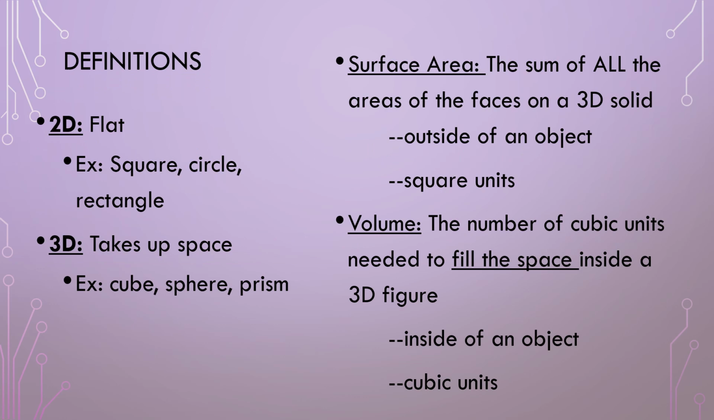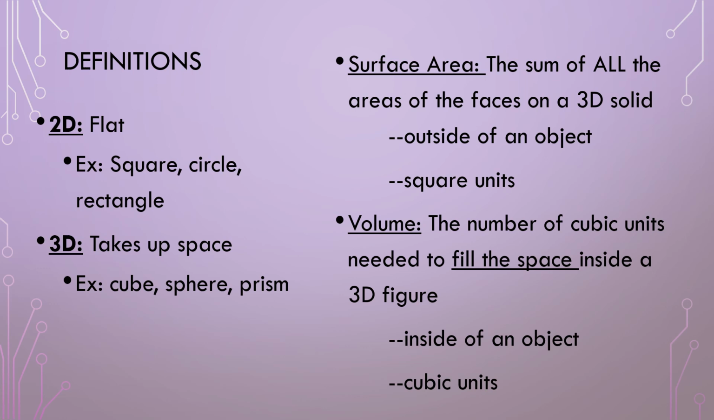So some definitions for you. 2D is flat. An example would be a circle, a square, a rectangle, triangle. 3D takes up space. So a cube, a sphere, a prism, a house, a pool, that all takes up space. Surface area is the sum of all the areas of the faces on a 3D solid. So it's the outside of an object, and it is always going to be in square units. Volume is the number of cubic units needed to fill the space inside a 3D figure. This is inside of an object, and it is always in cubic units.